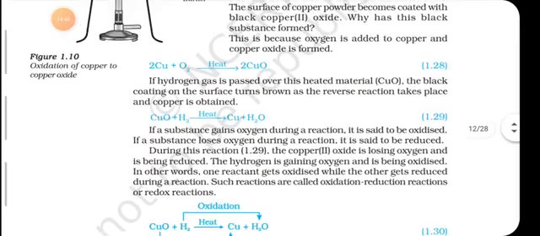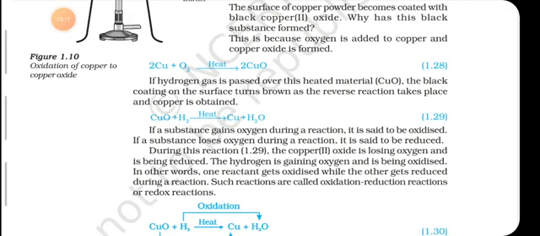If a substance gains oxygen during a reaction, it is said to be oxidized. But if a substance loses oxygen during a reaction, it is said to be reduced. A substance gaining oxygen during a reaction undergoes an oxidation reaction, and a substance losing oxygen undergoes reduction.